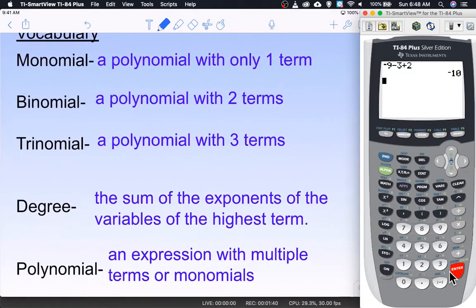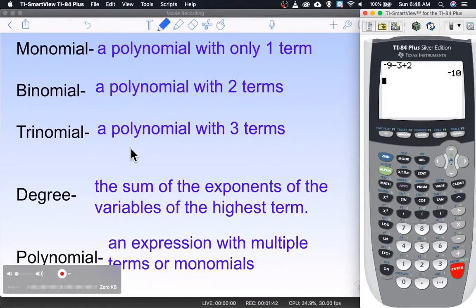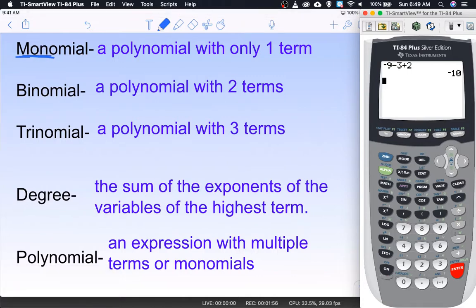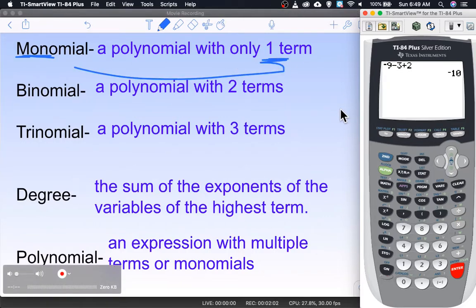We have, well, as you can see, some vocabulary, although a lot of these are all based off the same thing. So like a monomial, binomial, trinomial, polynomial all mean the same basic thing, just with a different prefix. So a monomial, mono means one. So it's a polynomial with one term.